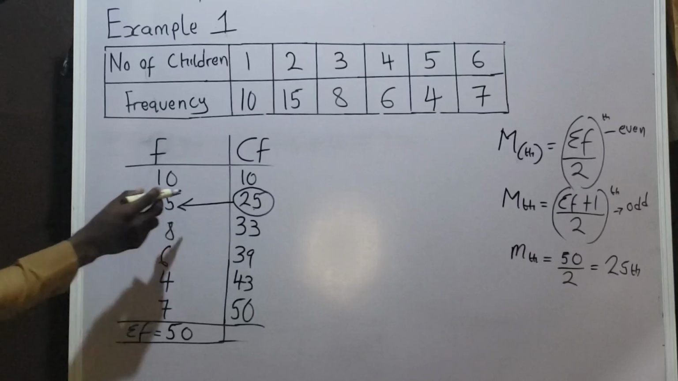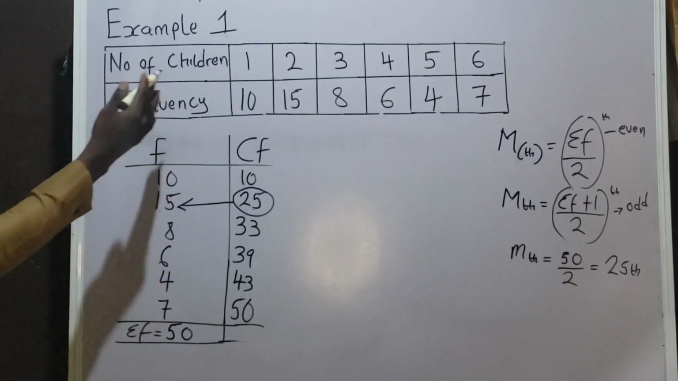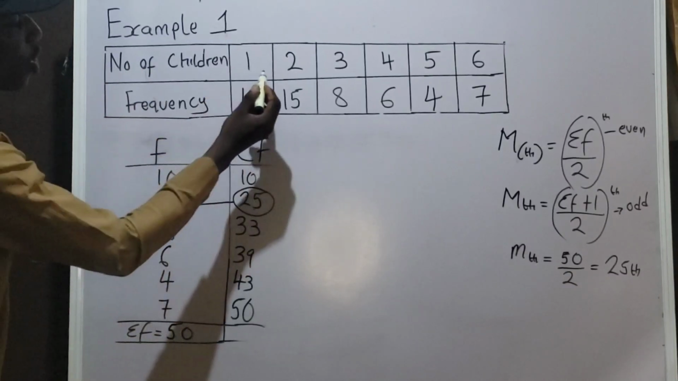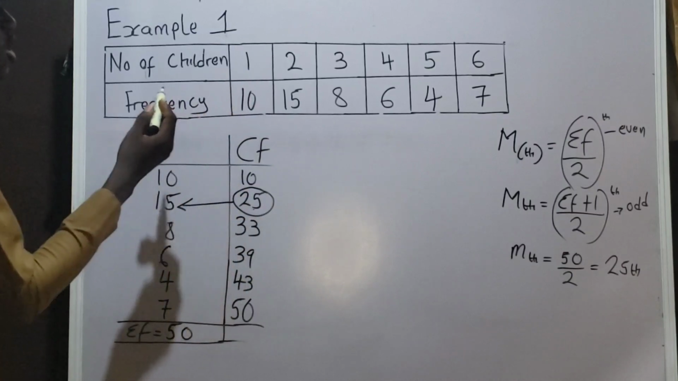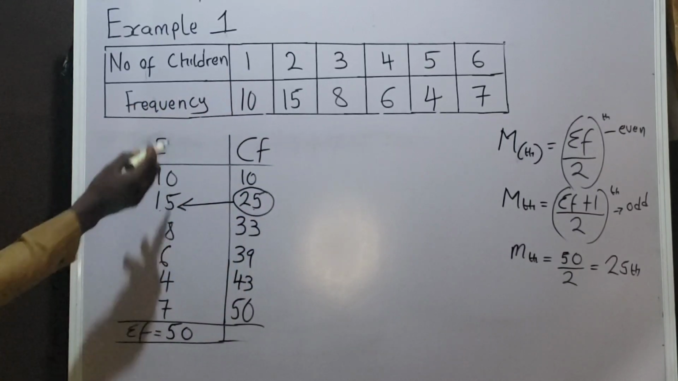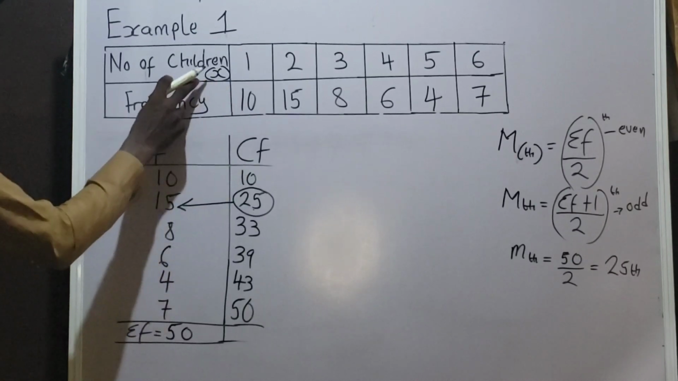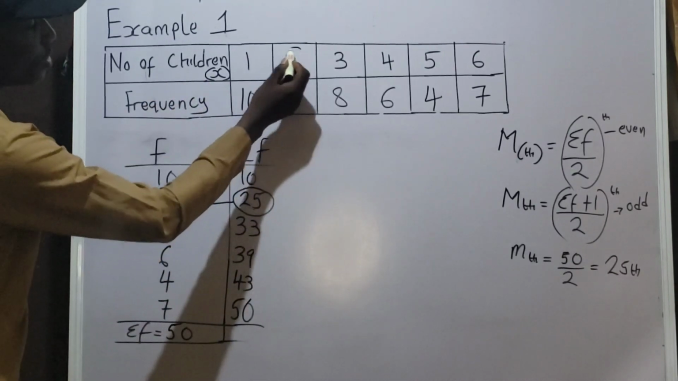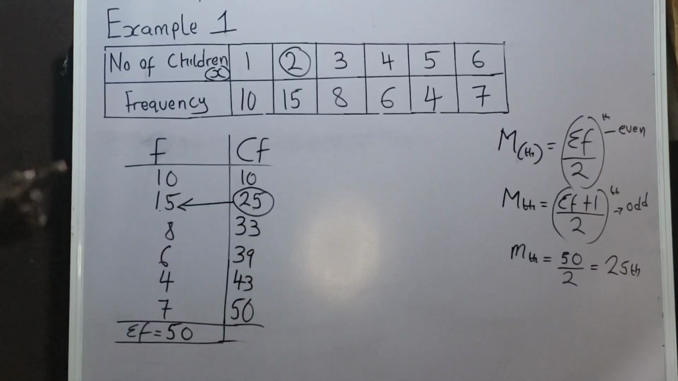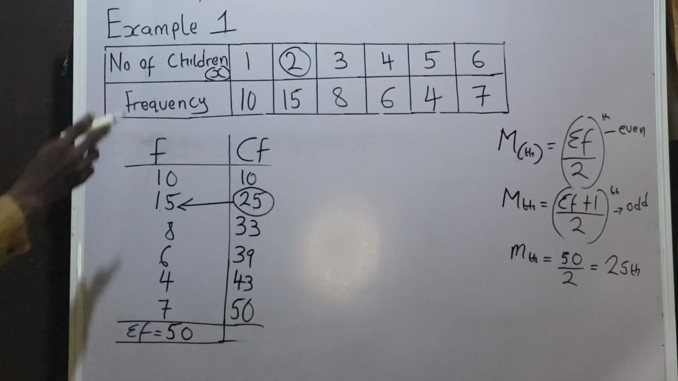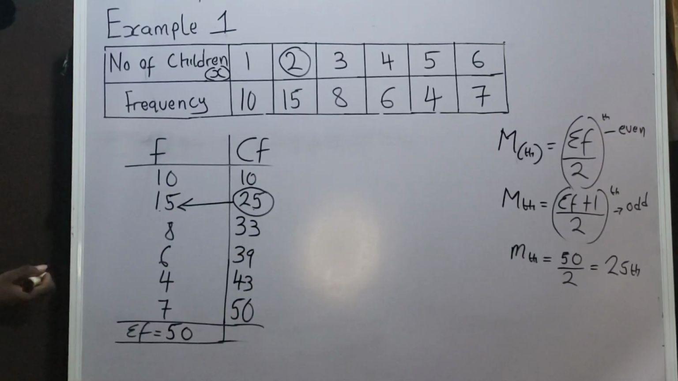Yes, it is 15. So you're going to go back to your frequency distribution and check the value of x, where x is the number of children. So you are going to choose that value. That value is the median number. That is the median of the frequency distribution.